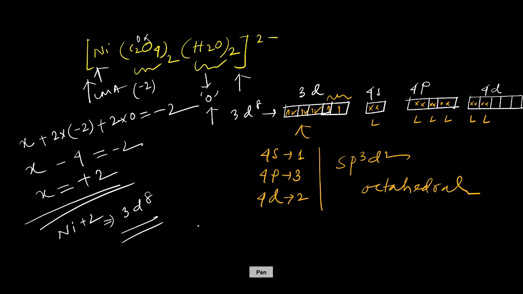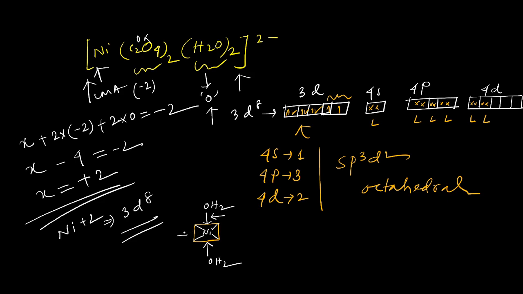And the octahedral structure of this complex compound becomes like this, where nickel remains at the center of this square plane, and above this plane there is one ligand. I am putting H2O, and below this plane there is another ligand. These two bonds are coordinate bonds because H2O is neutral and the lone pair of electrons on the oxygen atom has been donated to the central metal atom via this coordinate bond.